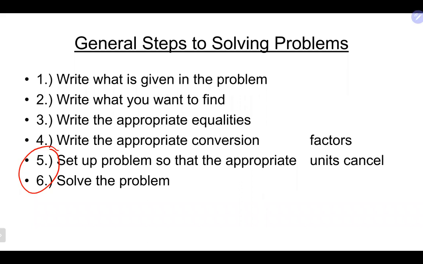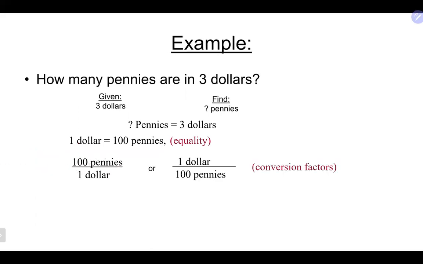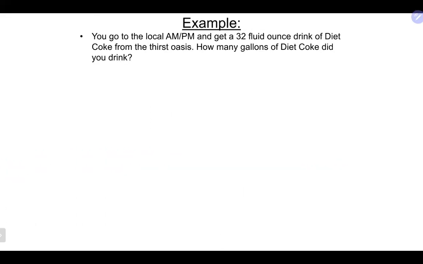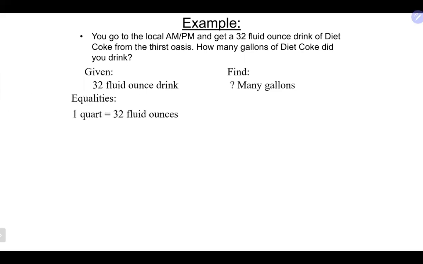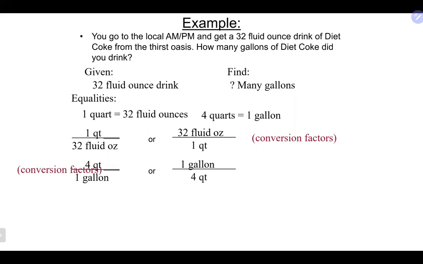So let us try some here, maybe. We'll skip this one. Kind of did that. All right, let's try this one. You go to the local AM/PM, you get 32 fluid ounces of Diet Coke from the Thirst Oasis. How many gallons of Diet Coke did you drink? Here's a couple of equalities that might be helpful for you and some conversion factors that go with it. All right, so set up the problem using dimensional analysis and get yourself an answer. Let's take a minute or two and see what you come up with.